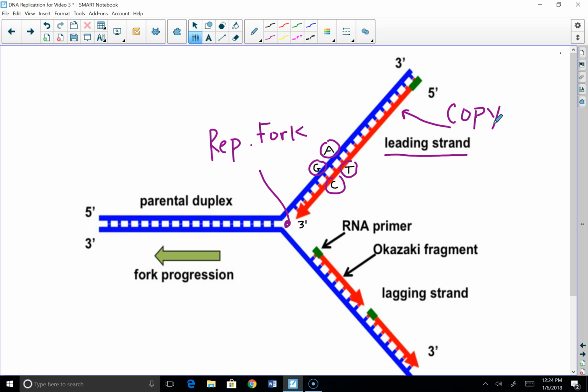When you look at the other side, which we're going to talk about in a few minutes, you can see that there are breaks. And you can see that these red arrows are also, once again, being built in the 5' to 3' direction. So that's correct, but it's moving away from the replication fork. So we have this space right here that we have to deal with, and we will talk about that very shortly.